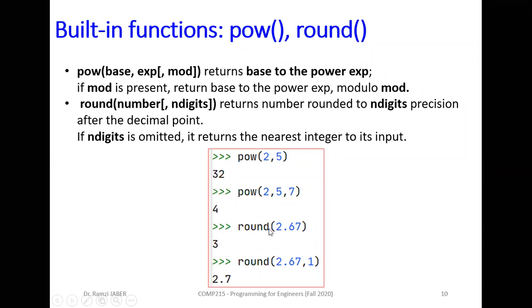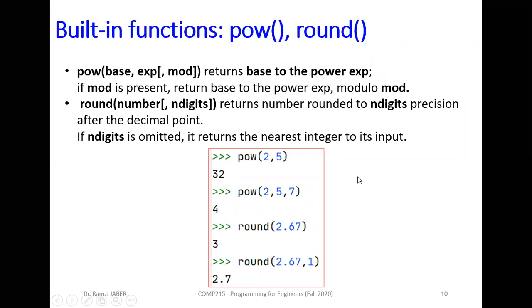Round 2.67, it's rounding up, equal to 3. We can also include in the round 2.67, comma 1. So here we tell Python we want rounding of only the decimal part. So here it will give us 2.7 because 1 digit. We want here 1 digit, rounding these 2 digits to 1 decimal digit, float number. So 2.7. Did you get it? It's optional. This 7 is optional.